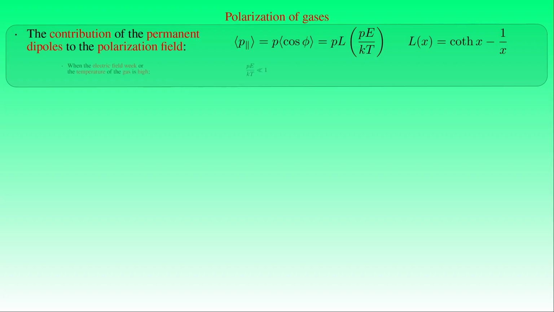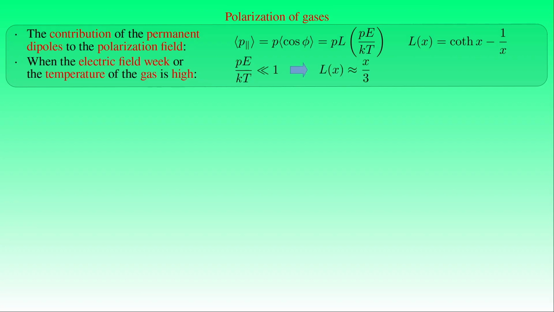In the relevant cases the electric field E applied to the gas is weak and the temperature T of the gas is high. Then the ratio of P times E to K times T is much smaller than 1. And the Langevin function of the variable x can be approximated by x over 3. Consequently, the average permanent dipole moment P of the gas molecules in the external electric field E can be written as the square of the magnitude P of the dipole moment over the product of 3 times the Boltzmann constant K and the gas temperature T, times the field strength E.